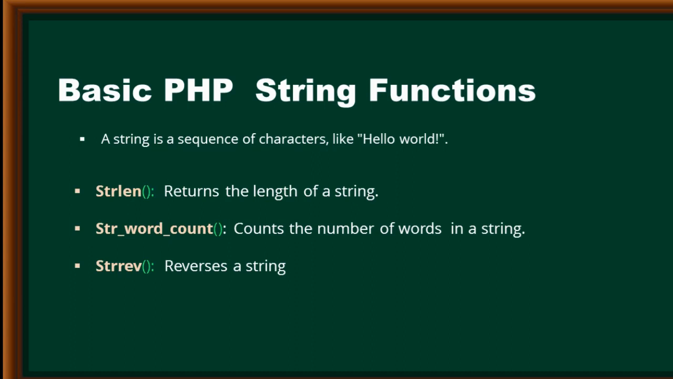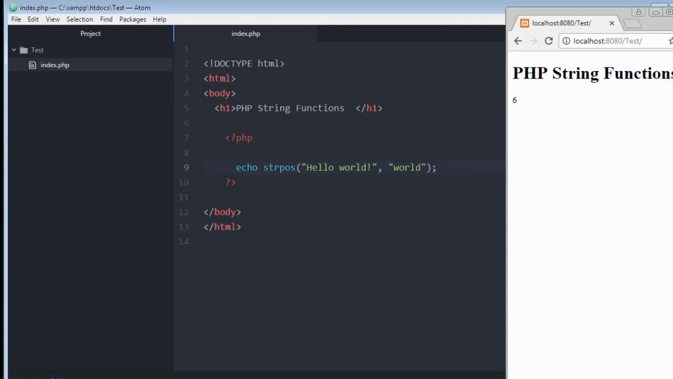The next function I want to explain is a function that you can use to search for a specific text within a string. The function is called strpos. If a match is found, the function returns the character position of the first match. If no match is found, it will return false. Let's take a look at an example.